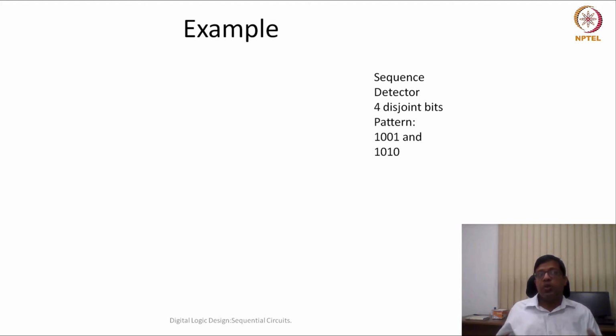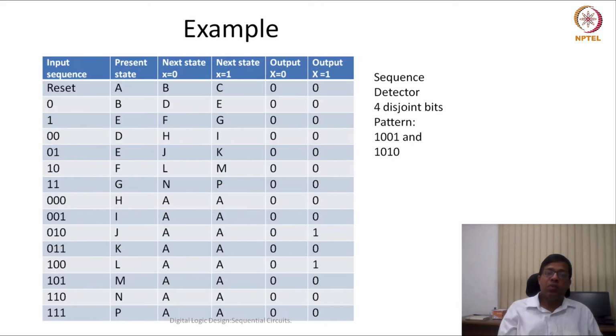Let's say we try to create it in a naive method, where we are not doing any optimization, but creating all the possible states. Then this state table would look something like this. I'll briefly explain it. Initially we start with the reset state, let's say A. If present state is A and input is 0, the next state is B, and if input is 1, the next state is C. Output is always 0.